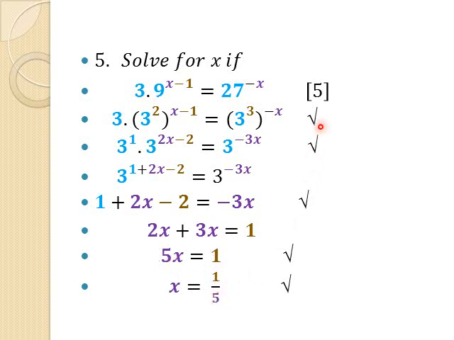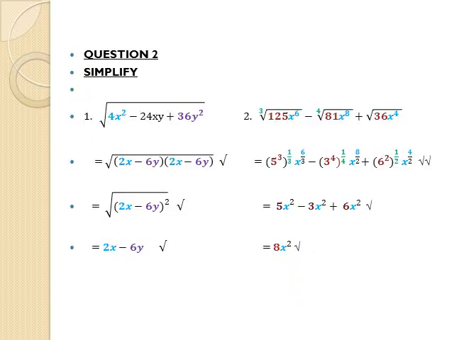So 1 mark for prime bases, 1 for correctly multiplying, 1 mark for dropping the exponents, simplifying and writing the final answer. Right, now let's look at the surds.